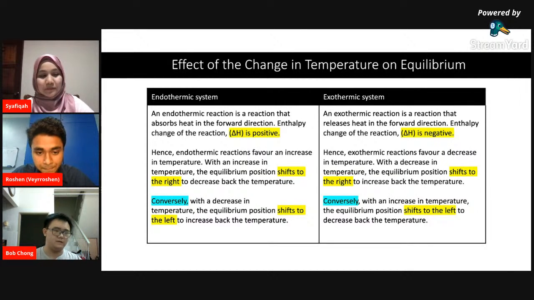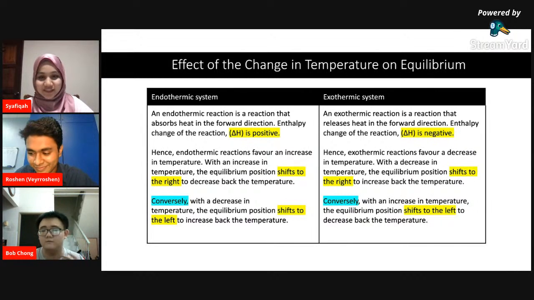Everything is reversed. So for an exothermic system, everything is the reverse of the endothermic system. Exothermic reactions favor a decrease in temperature. With a decrease in temperature, the equilibrium position shifts to the right. It likes a decrease in temperature to increase back the temperature. So now the temperature is low, it wants to increase back the temperature, shift to the right.